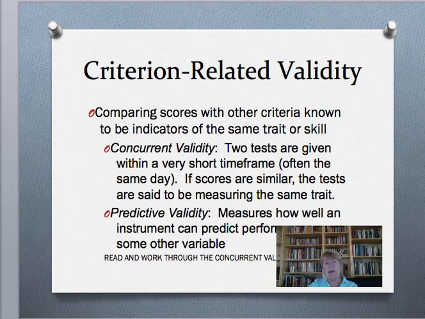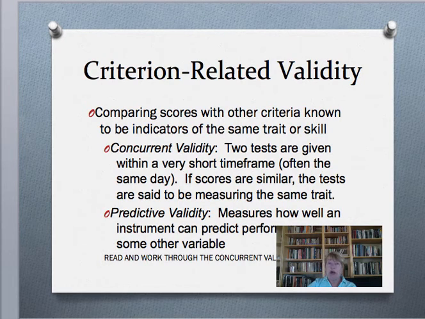Now let's move to criterion-related validity. In criterion-related validity, we're looking at comparing scores with some other criteria known to be an indicator of the same trait or skill. I talked about comparing your performance on a test to your performance in a classroom. That's one way to look at it. We could also look at it in terms of your performance on a test of one thing, so let's say a test of reading, compared to another test of reading that's known to be valid.